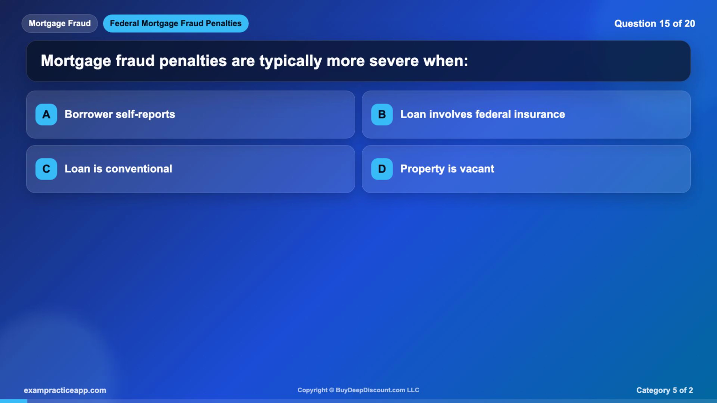Question 15. Mortgage fraud penalties are typically more severe when option A, borrower self-reports. Option B, loan involves federal insurance. Option C, loan is conventional. Option D, property is vacant. Take a moment to choose your answer. The correct answer is option B, loan involves federal insurance. Explanation: Fraud involving federally insured loans carries enhanced federal penalties.